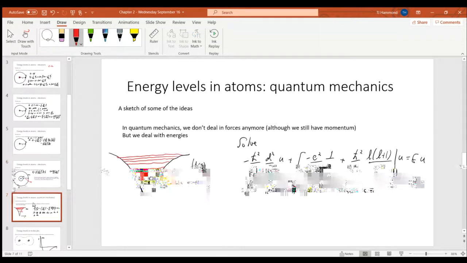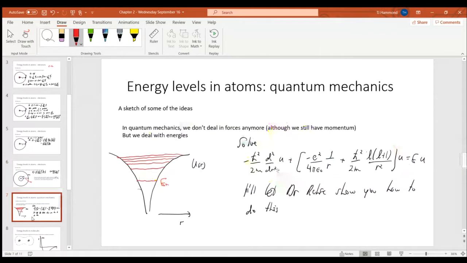So more completely is the more complex, fully quantum mechanical model. Oh, it seems like this is not loading properly for some reason. There we go.